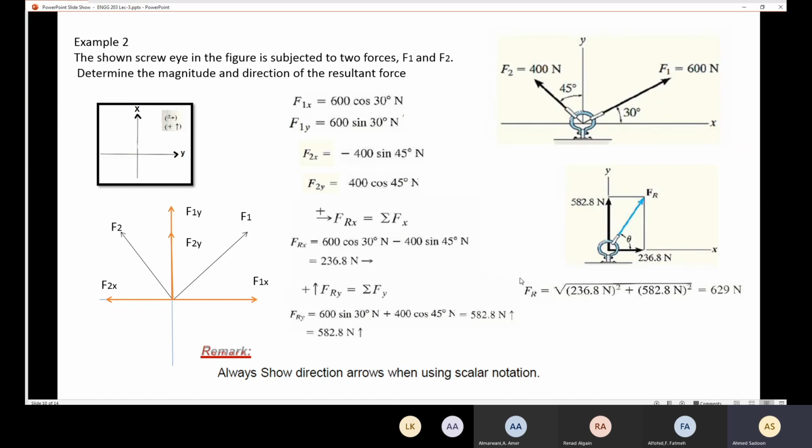Then we are going to calculate the resultant, which is going to equal the square root of the summation of FRx squared plus the summation of FRy squared. And here is the answer. Also, I will be able to calculate the direction here with the x-axis. The direction is going to equal tan inverse of the resultant in y over the resultant in x, and that will give us the angle here.